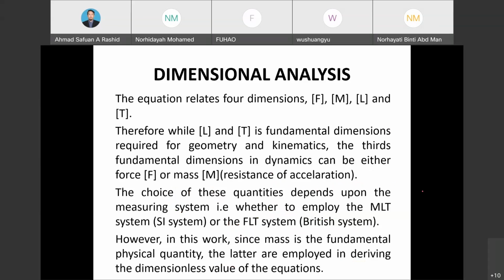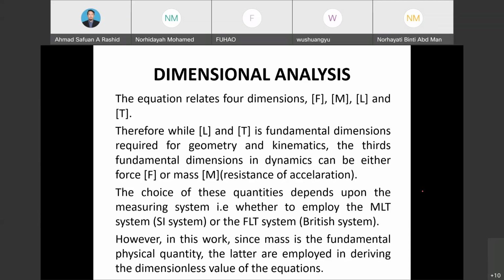So this is a detailed explanation. LT is geometry and kinematics, FM is dynamics. So we have two types of systems: MLT based on SI, FLT based on British. For me, it is better to use FLT if we are dealing with a lot of force, compared to using MLT.